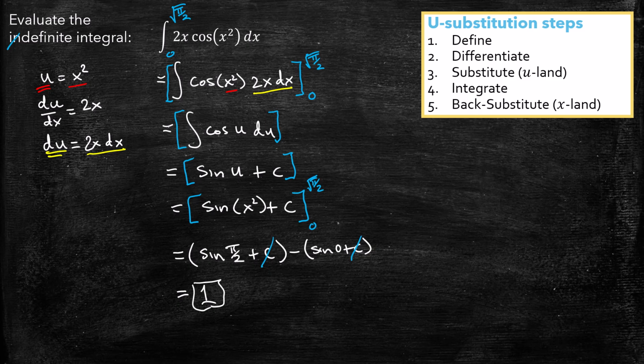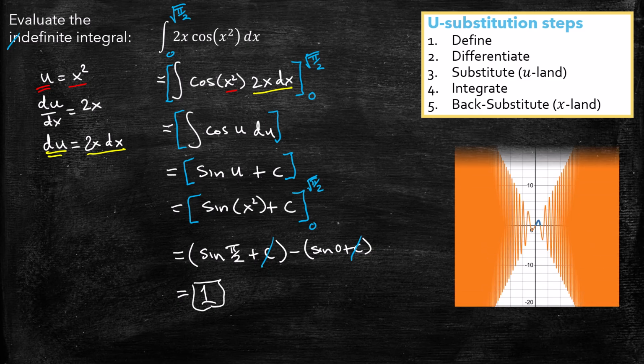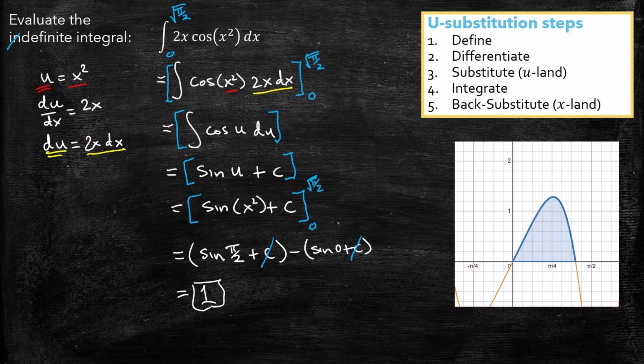And I just want you to take a look at what we actually just figured out. That is the graph of the function 2x cosine x squared. It's a really fun function. It's periodic, but it's also expanding in amplitude, so to speak. And we are focusing in on this little portion right here. If we zoom in on that, we are finding the area of that blue region. And I find it striking that the area of that is just 1.